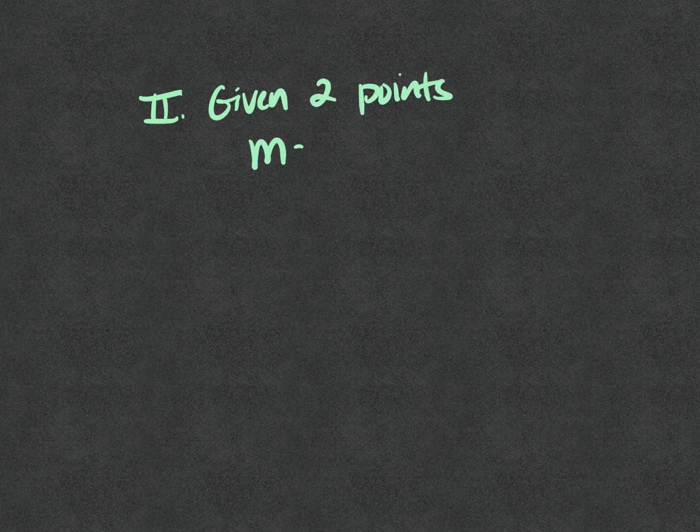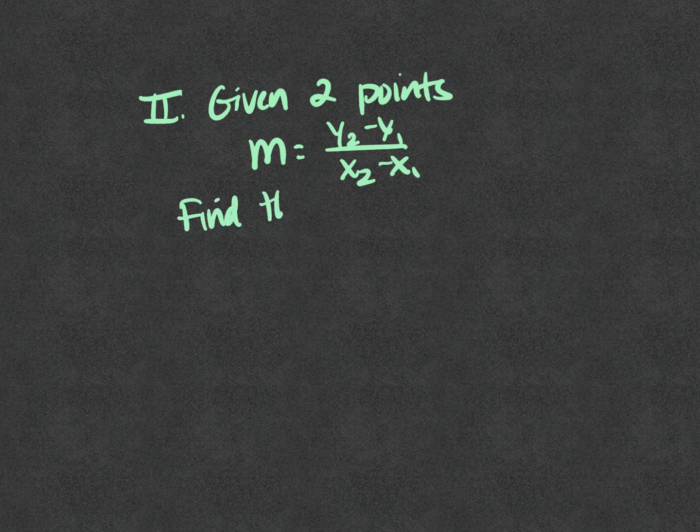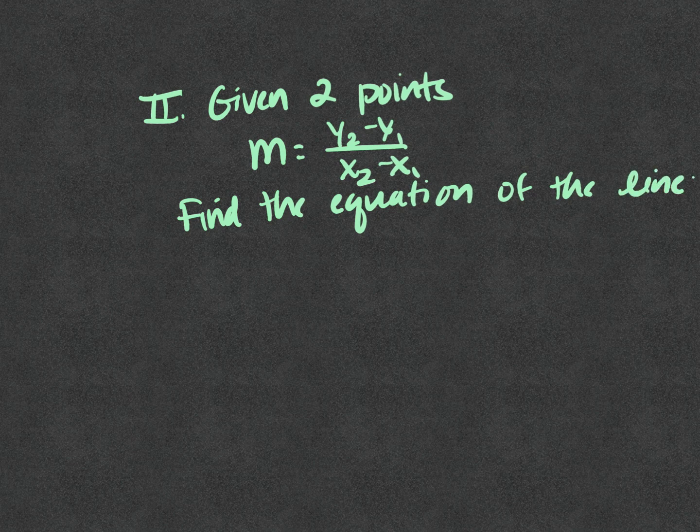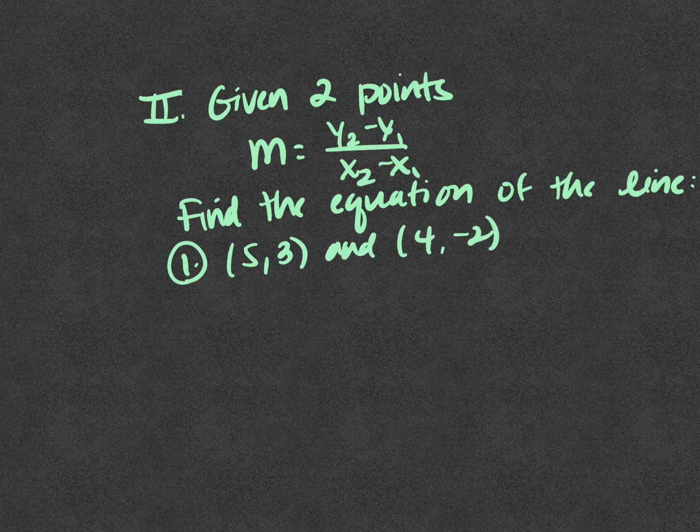Roman numeral 2 says we will be given 2 points. Now we've already learned slope, but let me remind you that the slope formula says y2 minus y1 over x2 minus x1. So when we're given 2 points, the directions still say find the equation of the line. So problem number 1, let's say through 5, 3, and 4, negative 2.